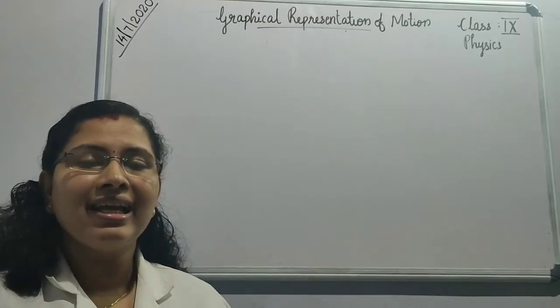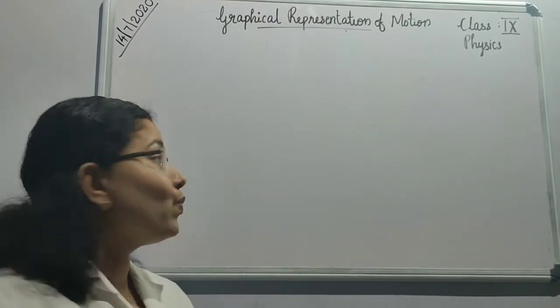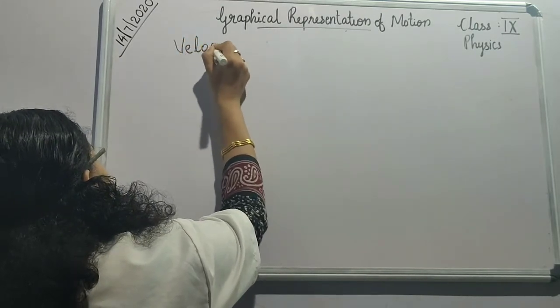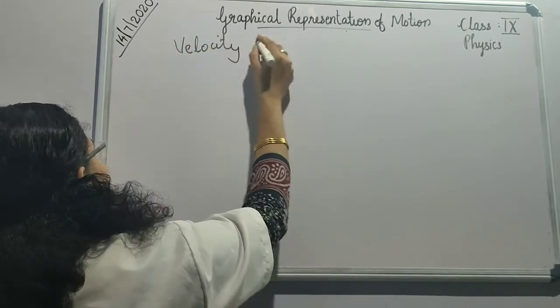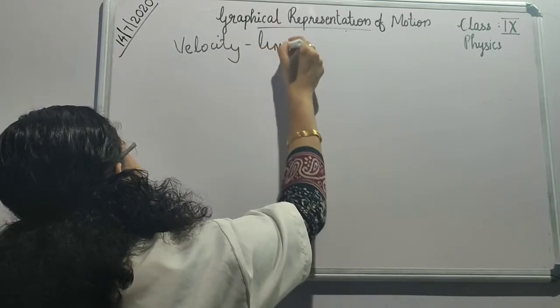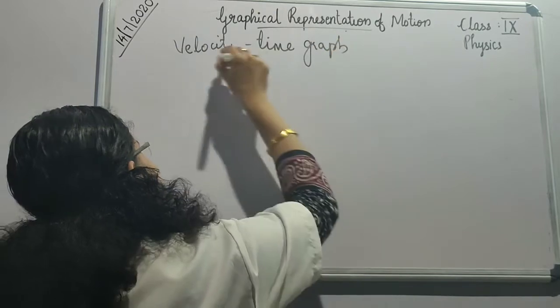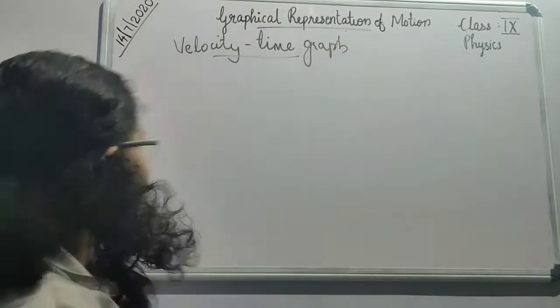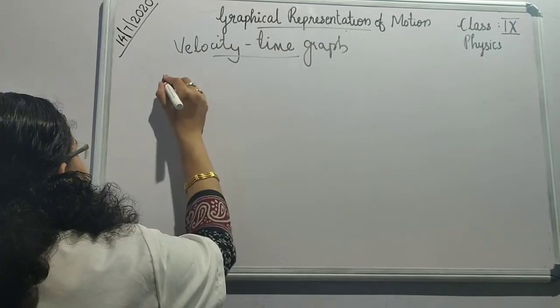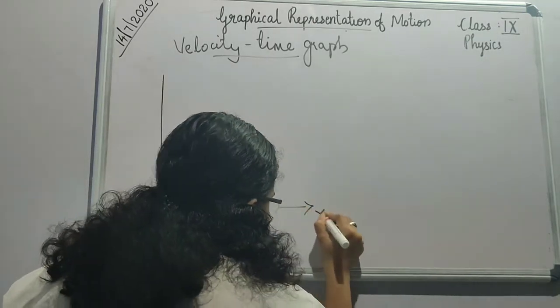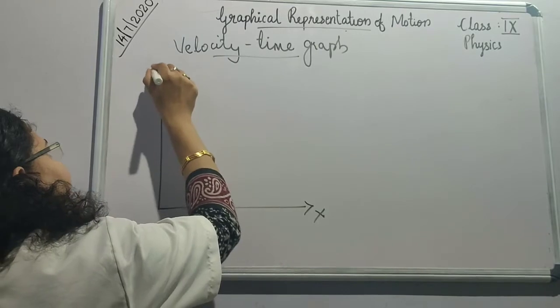Dear students, now we will be discussing the velocity time graph. So next is the velocity time graph. Okay, so let me draw a graph. This is the x-axis and this is the y-axis.